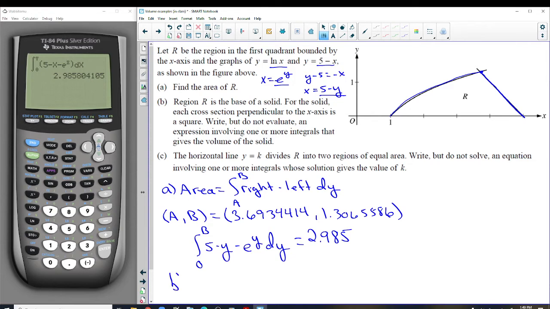B is all about cross sections. Region R is the base of a solid. For the solid, each cross section perpendicular to the x-axis is a square. Right, but do not evaluate an expression involving one or more integrals that gives the volume of the solid.